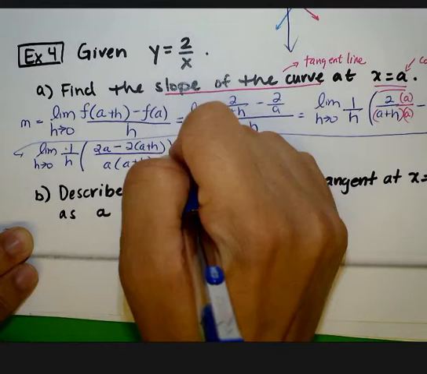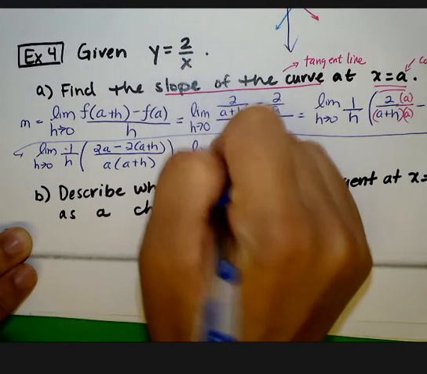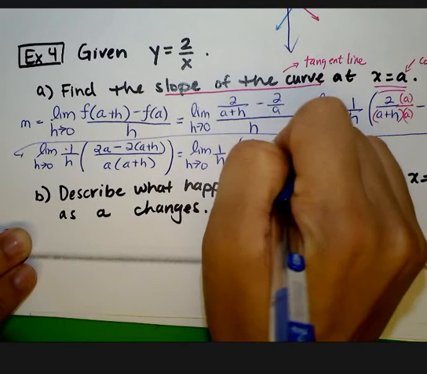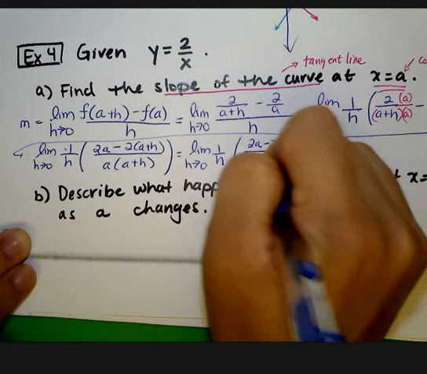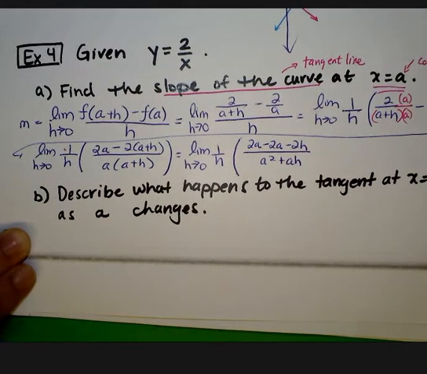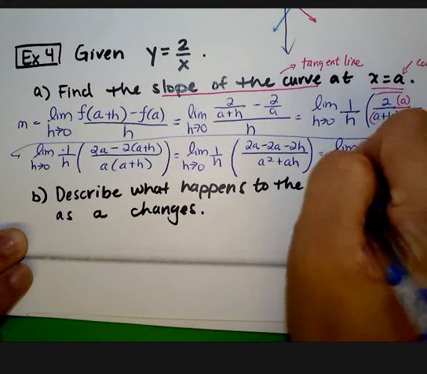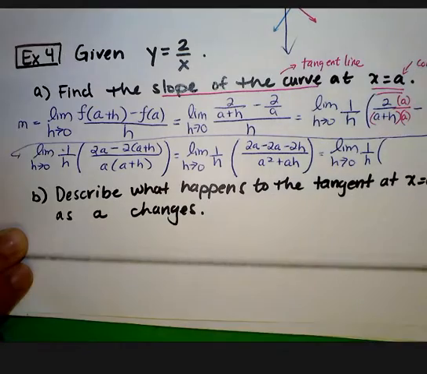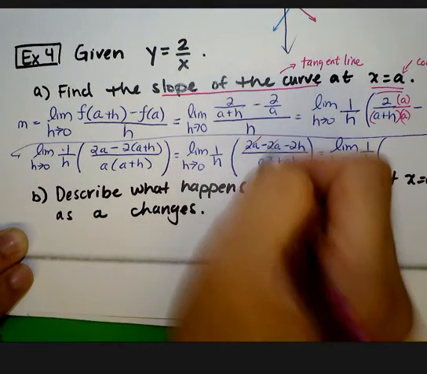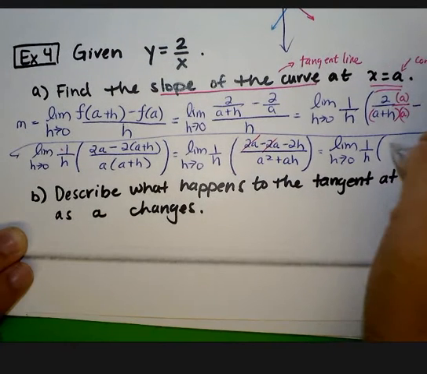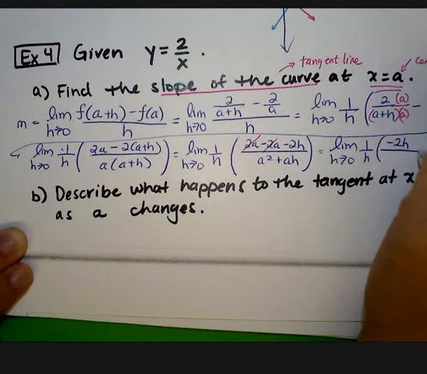Which equals the limit as h goes to 0 of 1 over h times 2a minus 2a minus 2h over a squared plus ah. Which is the limit as h goes to 0 of 1 over h times, well, 2a minus 2a cancels, right? So that's going to be negative 2h over a squared plus ah.